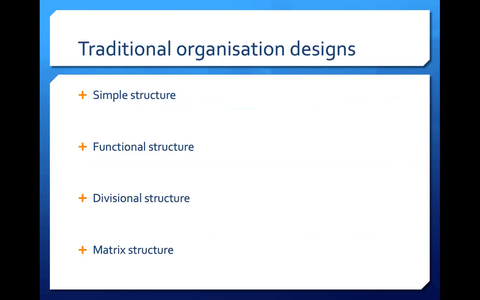All right. So there are the 6 principles when it comes to organizational design. Okay. So let's have a look at the next one here, which is basically the organizational design itself. There are a few things I'd like to discuss here. The first one is the simple structure, functional structure, decisional structure, and matrix structure. These reflect the traditional organizational designs. Now let's have a look at them.